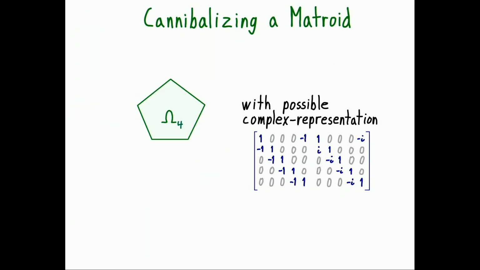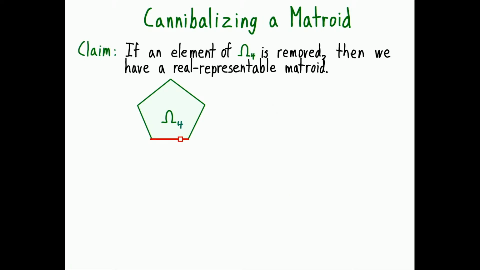So now I'm going to see how we can use this to show some of the characterizations of that. I'm going to use this example of a complex representable matroid that is not real representable. And the one thing we're going to use, I'm just going to claim it, I'm not going to prove it, but we can check: if you remove an element of this matroid, then you do have a real representable matroid. You have some representation in reals, a real vector space.